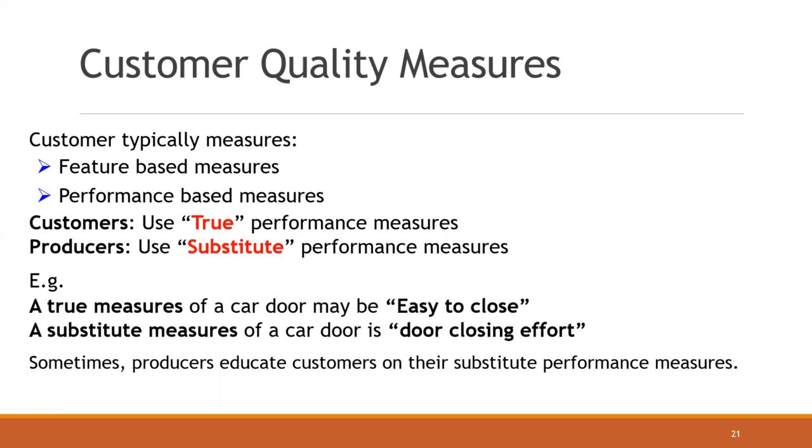So generally, customers use the true performance measures, whereas producers use substitute performance measures. For example, the true measure of a car door may be easy to close, whereas the substitute measure of a car door is the door closing effort. Most of the time, the producers educate the customers on their substitute performance measures rather than the true measures of the given product or service.